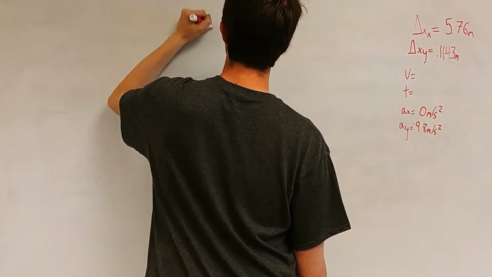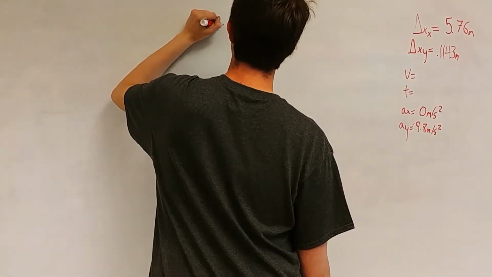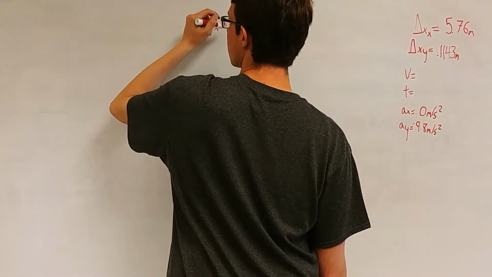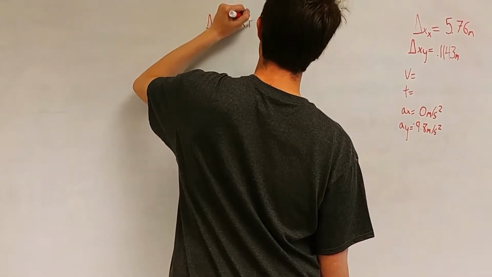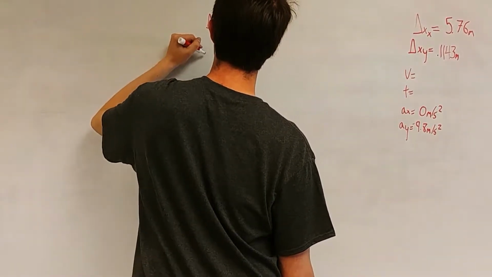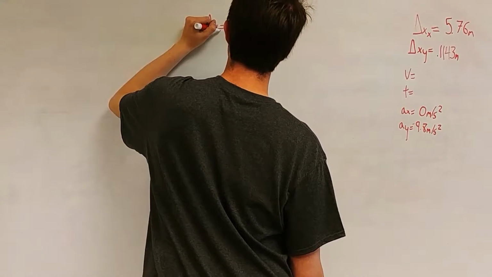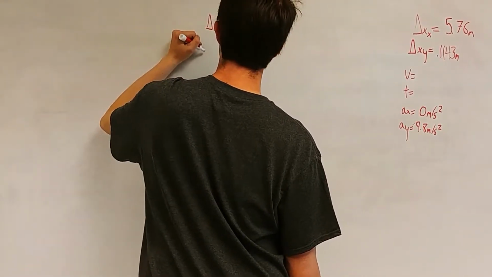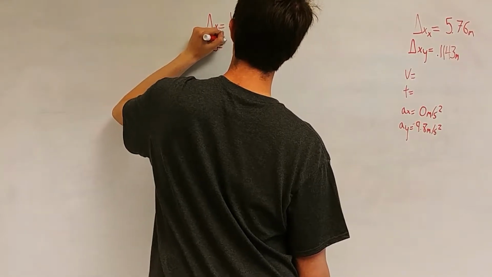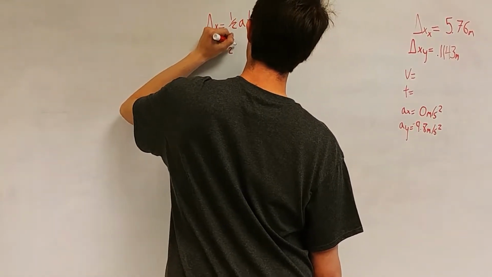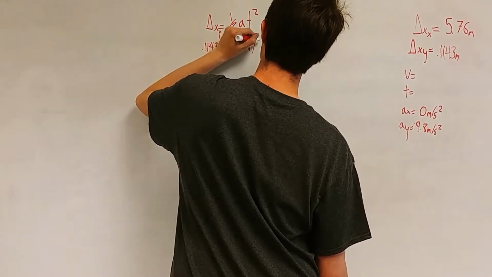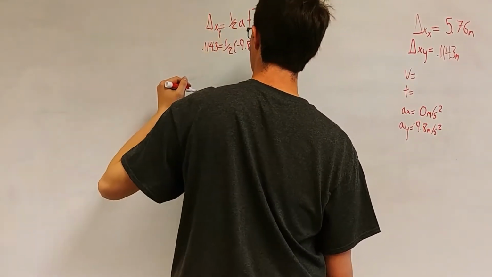Alright, now we can start solving it. We're going to use the second kinematics equation, at least part of it. Position equals 1/2 acceleration times time squared. So now we're going to substitute in for that. And we're solving for this on the y-axis. So we're going to substitute in 0.1143 equals 1/2 times negative 9.8. And then we're going to solve for time.